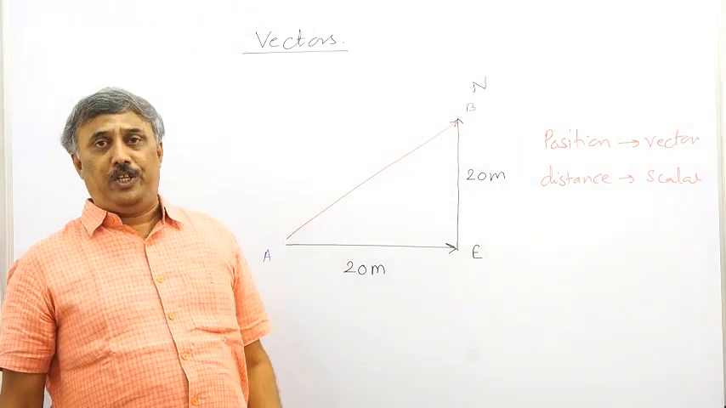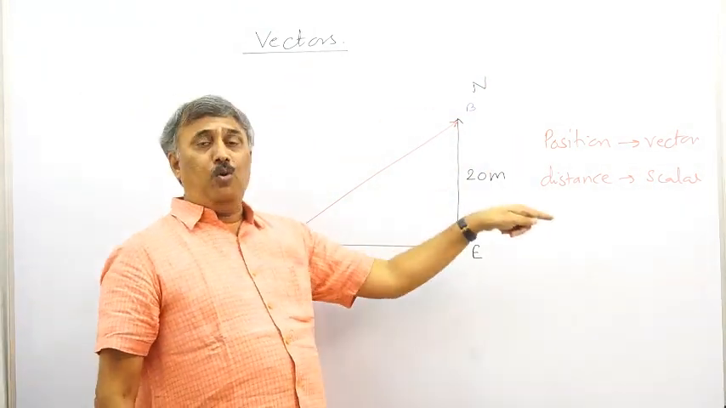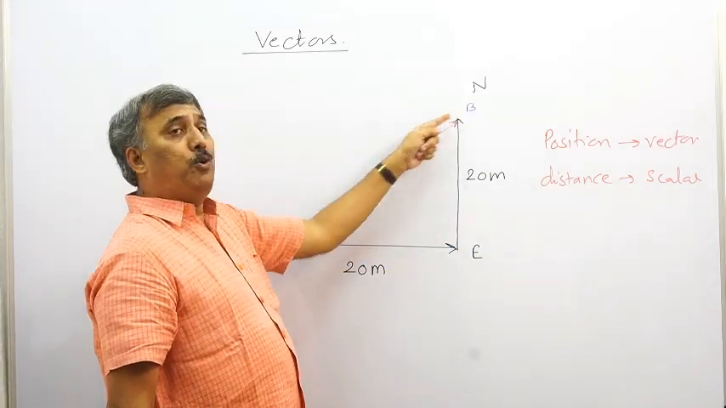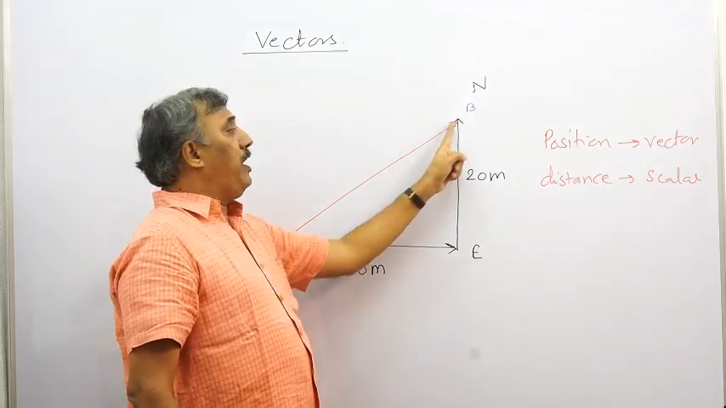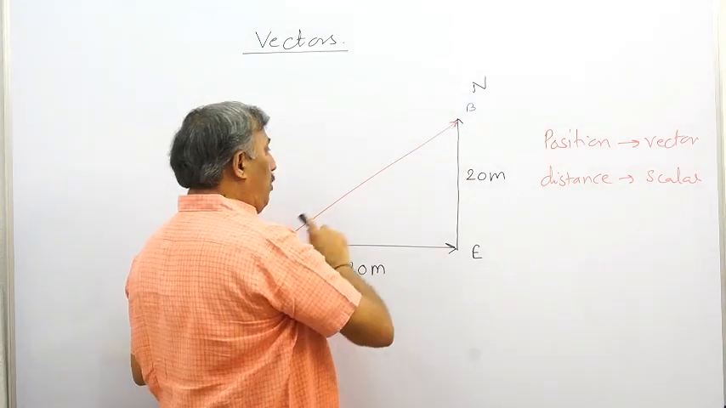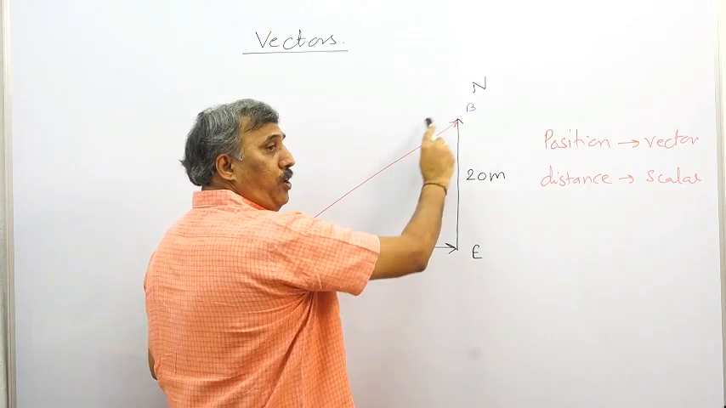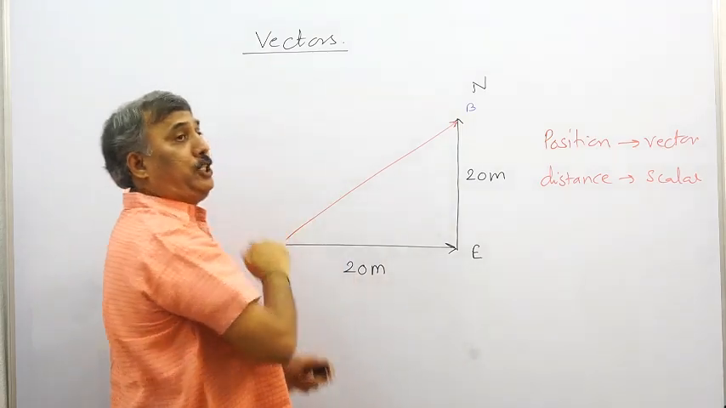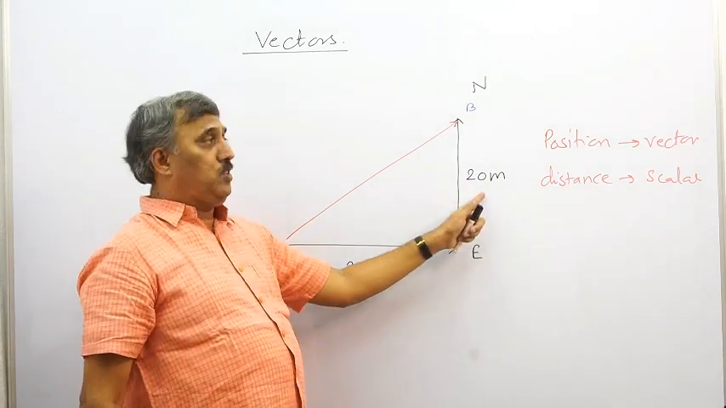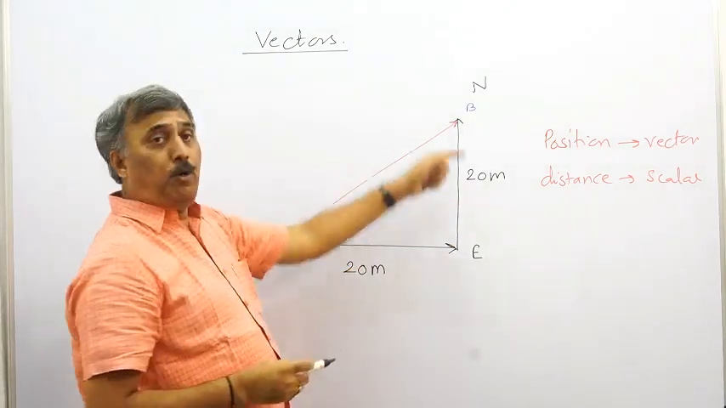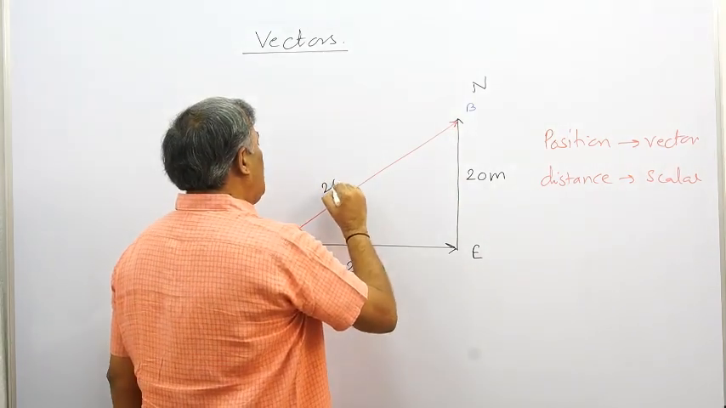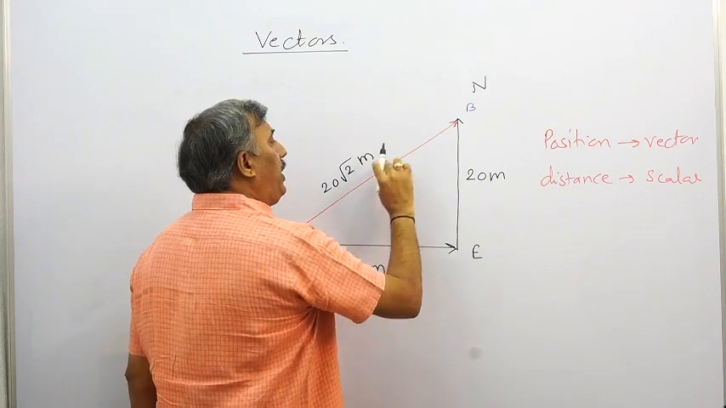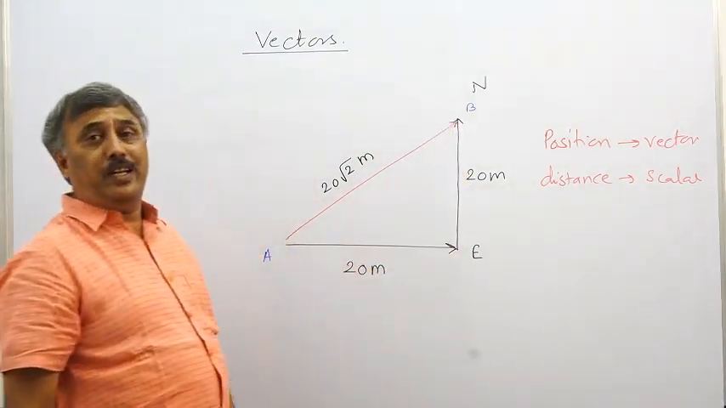That's all, no direction. But whenever I talk about position, you mention that this is the new position denoted by AB. This arrow gives you direction. This length gives you magnitude. This is 20, this is 20. Naturally, according to Pythagoras, this will be 20 root 2 meter. So it has magnitude 20 root 2, and the arrow gives direction.